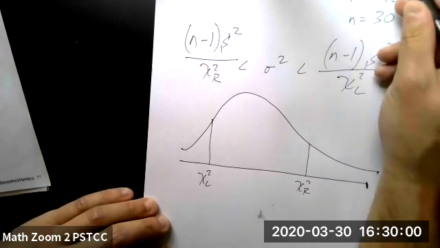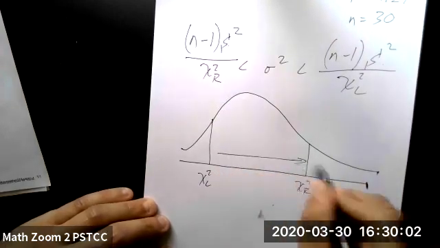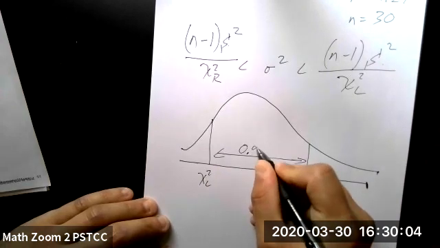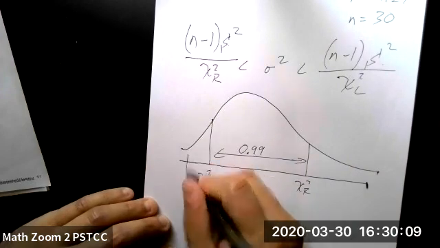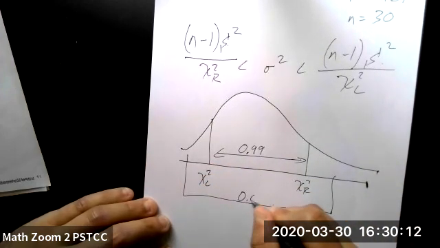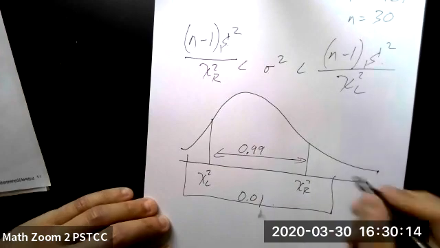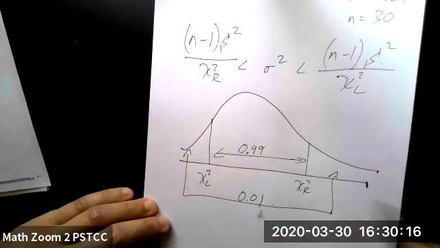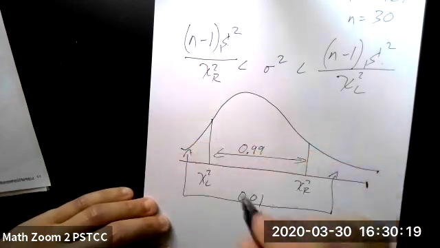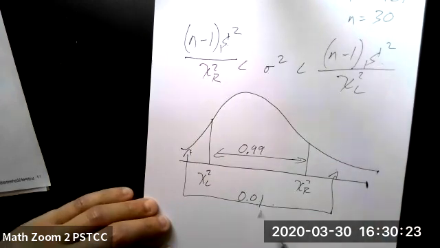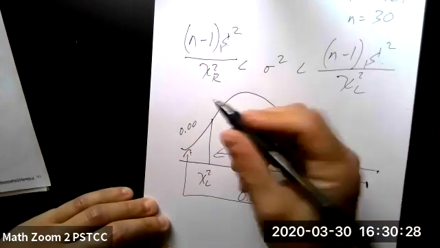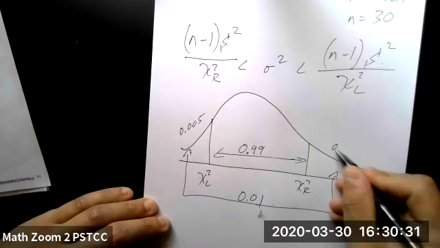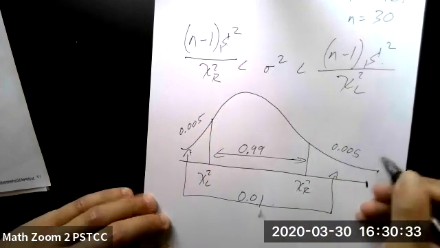Now, the confidence level is 99%, which means there's 0.99 in the center, which means there's 0.01 left over in the tails. Now it is symmetric, even though it doesn't quite look it in terms of area. We take the 0.01 and we divide it by 2. 0.005, 0.005.